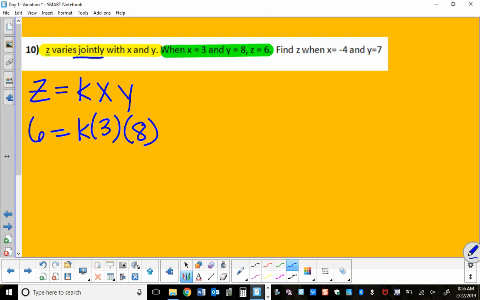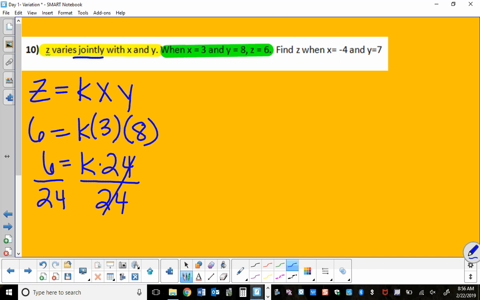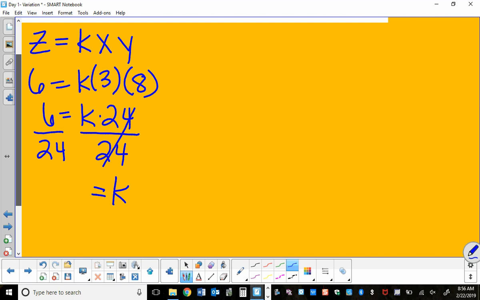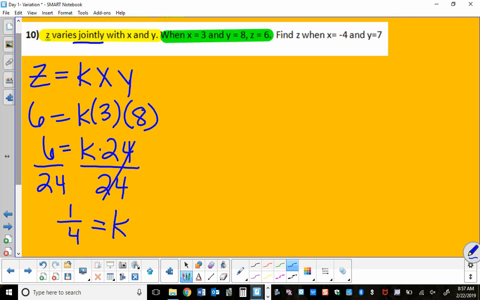What's 3 times 8? 24. How do I get k by itself? I have k times 24, or 24k, depending on how you write it. It's a multiply. How do I get rid of it? Divide. I'm going to divide both sides by 24. So k equals, what's 6 divided by 24? 1/4. Right? So we have part 2. Part 1 was my equation, I have that. Part 2 is my k.